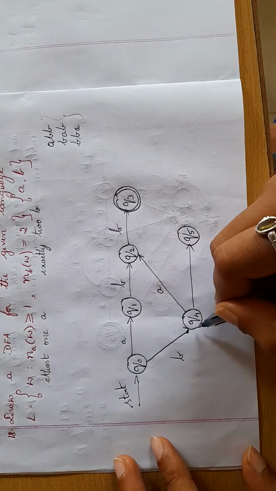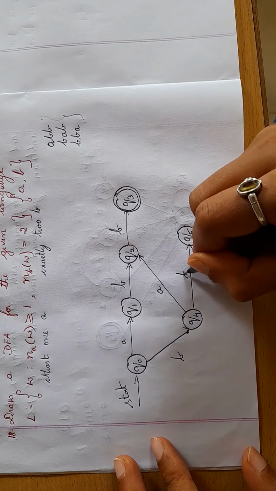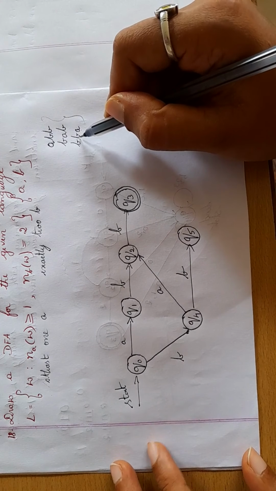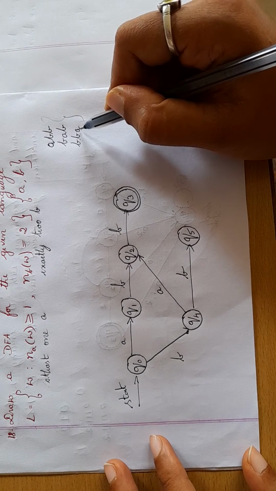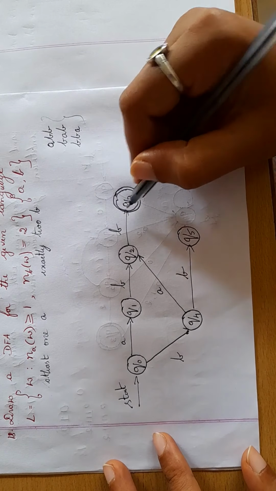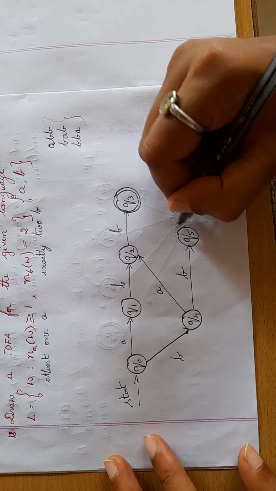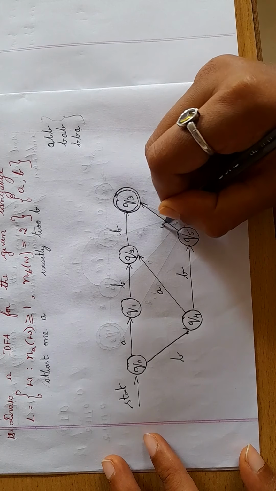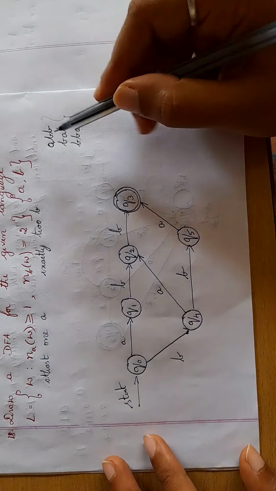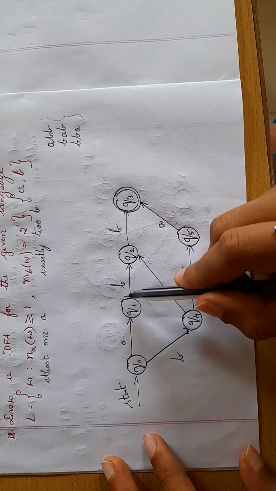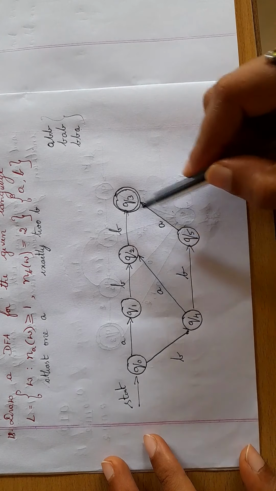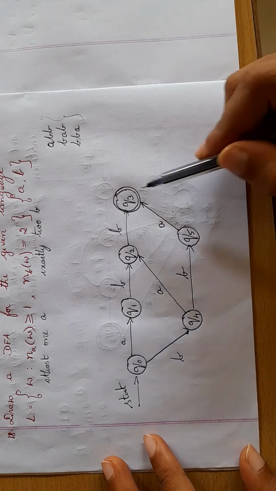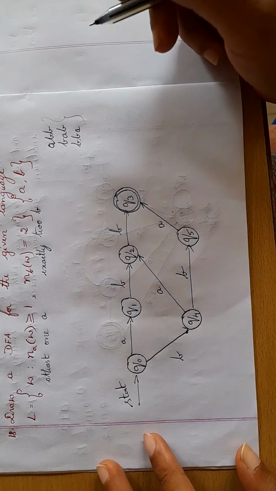So 1B is done. Next B. So B is done. Next, if I take A, I'll check whether I can reach the accepting state. So the accepting state is Q3. So from Q5, I'll take one A here. Okay. So this is done. All three things are done: A, B, B, B, A, B, and then B, B, A. So I'm done with the DFA for base condition.